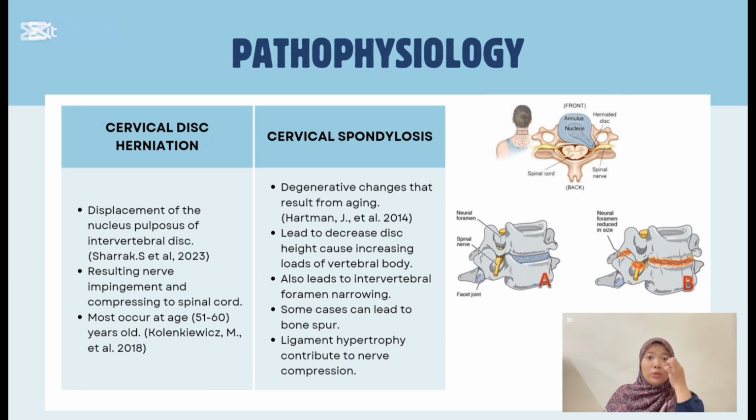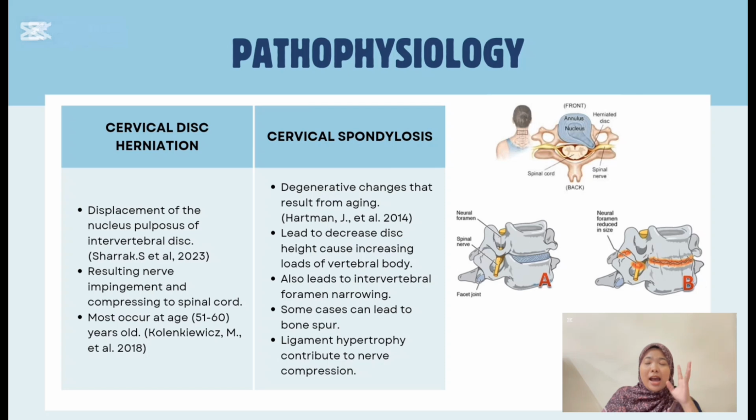Next I will talk about the pathophysiology of cervical radiculopathy. The first one is cervical disc herniation. It is a displacement of the nucleus pulposus of the intervertebral disc. We know that the nucleus pulposus and annulus fibrosus together form the intervertebral disc. When the disc material moves out of its position, a displacement, it will impinge our spinal nerve and spinal cord. This case mostly occurs in patients aged 51 to 60, according to the study by Colin Kiwis, 2018. The next one is cervical spondylosis.